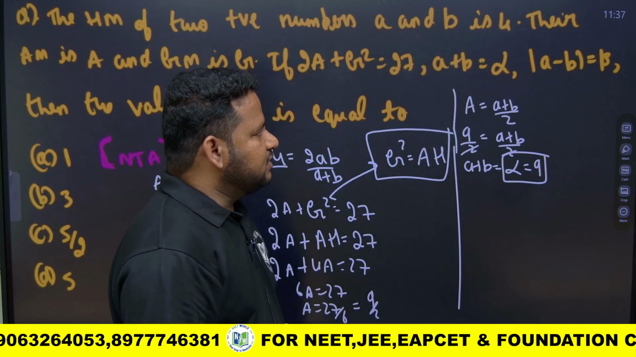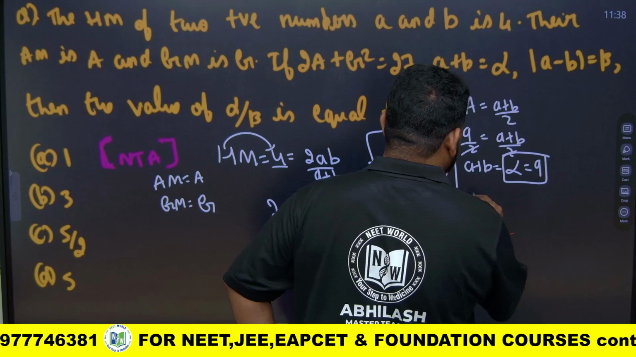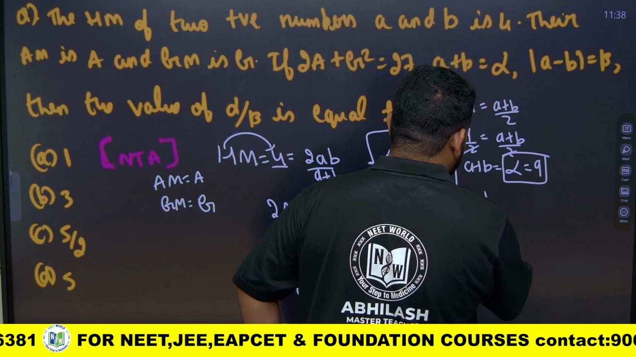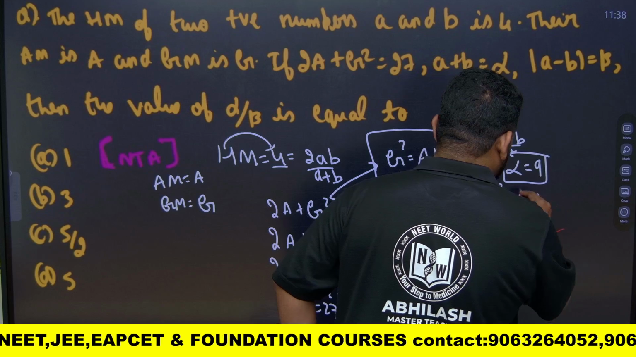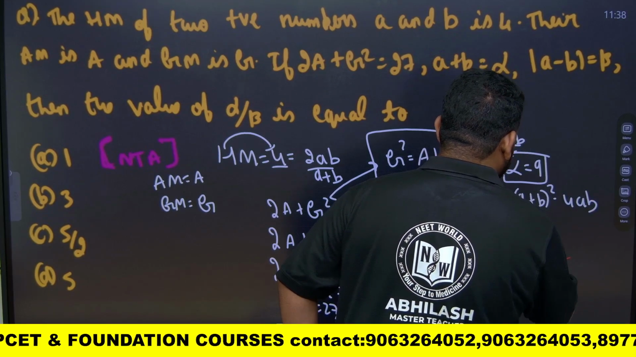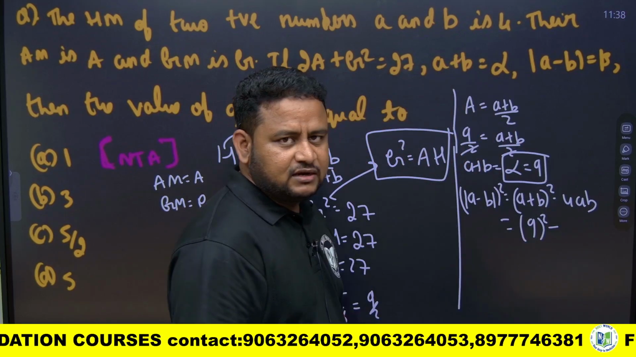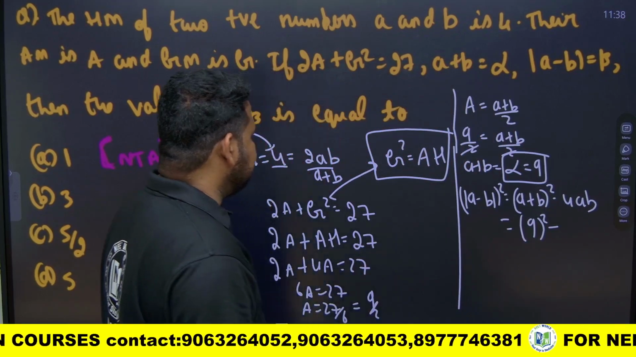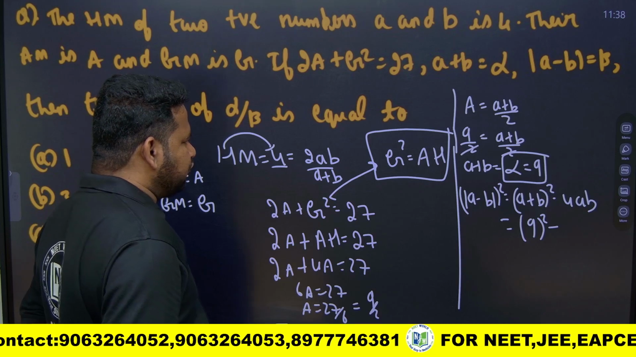Now we have to find A minus B because we want to get beta. To find that, A minus B whole square is equal to A plus B whole square minus 4AB. A plus B whole square is nothing but 9 square. But we have to get AB. We don't know the value of AB. How to find the value of AB?